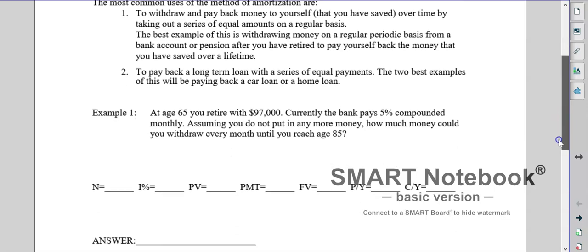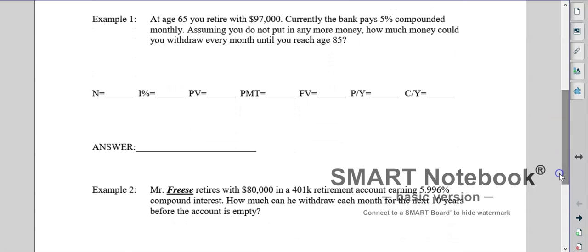All right, so at age 65, you retire with $97,000. Currently, the bank pays 5% compounded monthly. Assuming you do not put any more money in, how much money could you withdraw every month until you reach 85? Okay, so a few key things to look at. You're looking at monthly. You're going from 65 to 85, so that's 20 years.